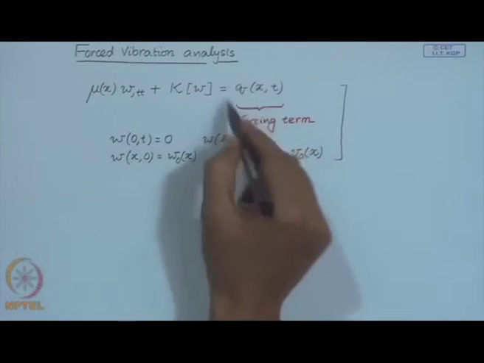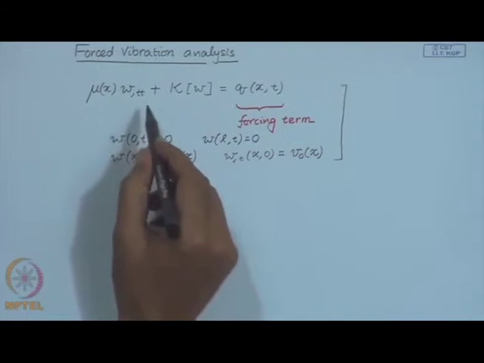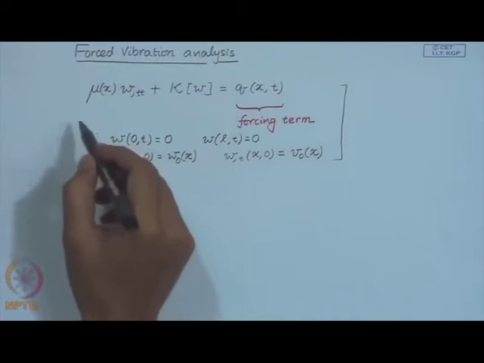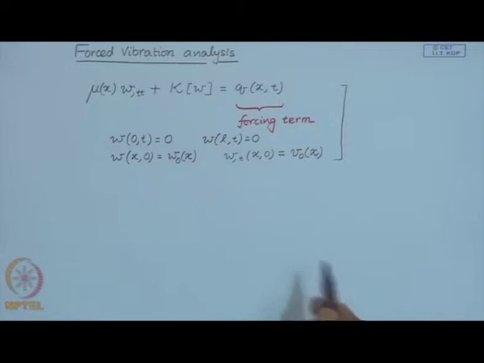Now, this forcing term, as you can see, makes the equation of motion inhomogeneous. So, we no longer have W equal to 0, which is a trivial solution, as a solution of this system.